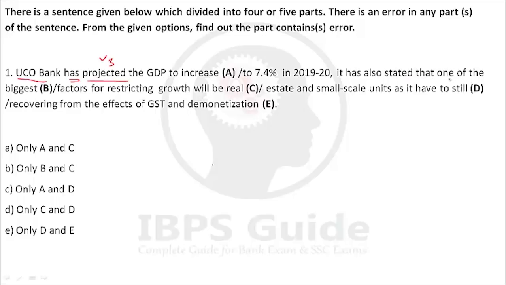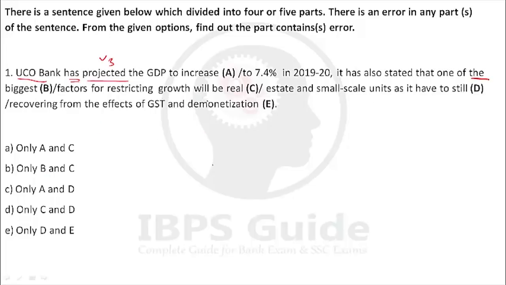Has also stated that one of the biggest, is a superlative degree, so that's why we have to take the. Every superlative degree is followed by the definite article the. So that means B portion is also correct. So I mean to say, option A will not be our answer, option B will not be our answer, because B portion is correct.